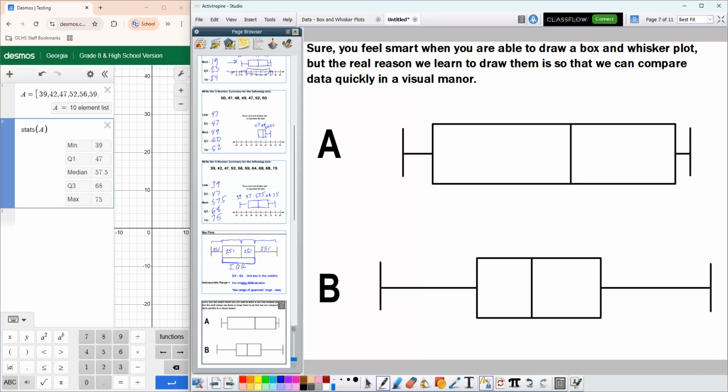Which of these has a smaller interquartile range? B does. It's a smaller box. The box is smaller than this one, therefore it has more data that is tightly packed in between those numbers right there.